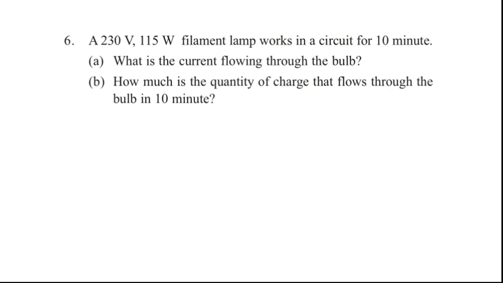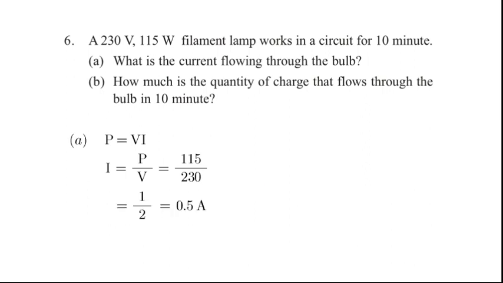Voltage and power is given. So you may calculate current because we know power is equal to VI. So I equal to P by V equal to 115 divided by 230, and 230 is twice 115. So we will get the answer as 1 by 2 equal to 0.5 ampere.